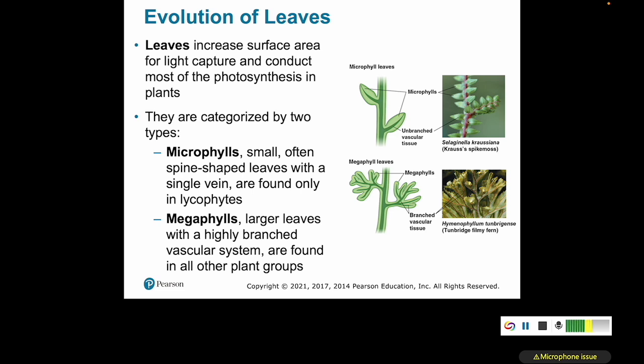Leaves are parts of a plant that increase surface area to allow light to be captured. Leaves are where most photosynthesis in a plant is going to occur. And there's two different types of leaves, microphylls and megaphylls. Microphylls are small and spiny shaped, like you can see in this image, the little spiny shaped things. They're only found in lycophytes. Megaphylls are larger leaves. They're more branched. They have more branched vascular tissue in them, and they're found in all other plant groups.